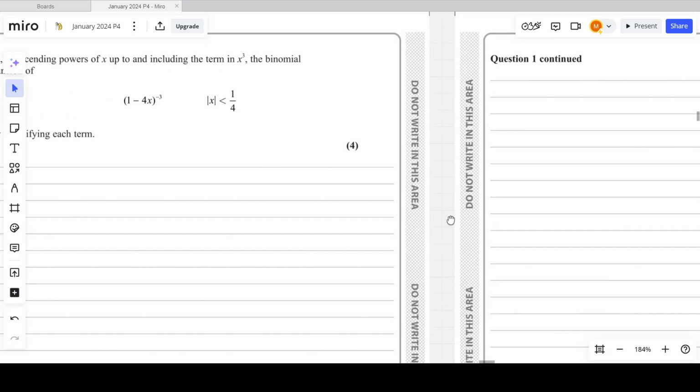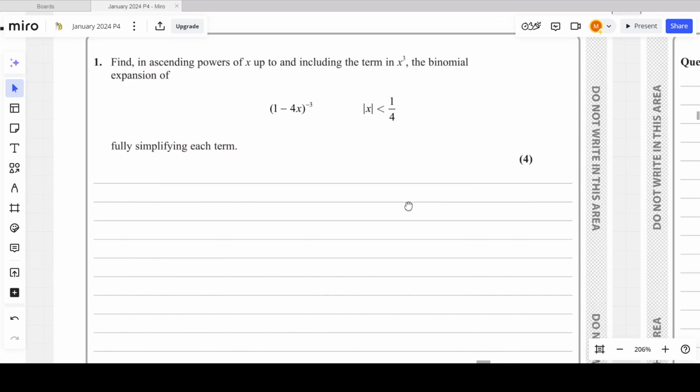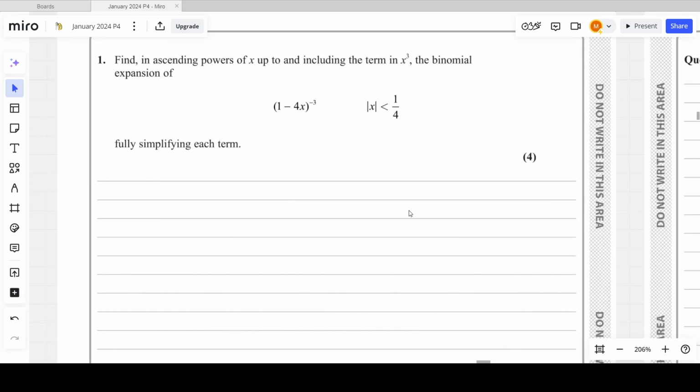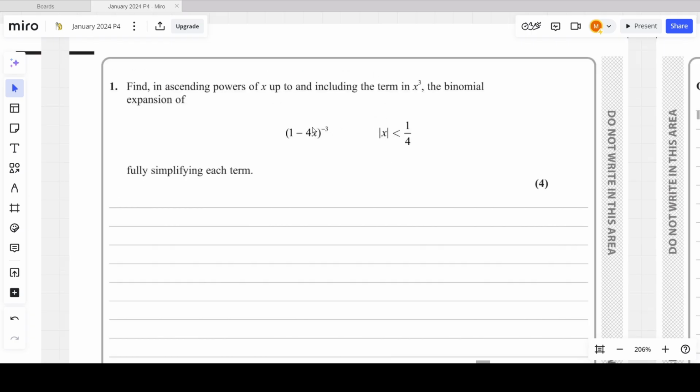So basically question number 1 is from binomial expansion. Let's see what they have said in question number 1. Find, in ascending powers of x up to and including the term in x cube. We need to expand this binomial expression up to x cube, and we have to give all the terms in simplified form.